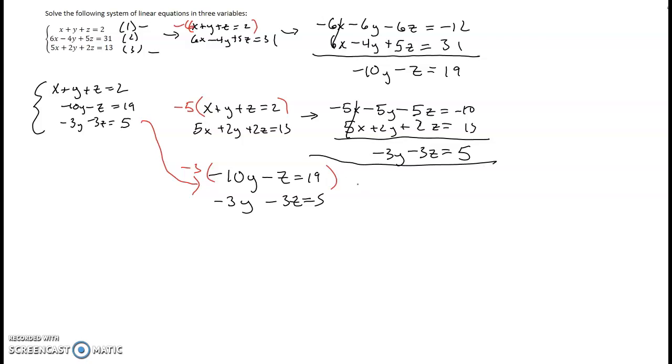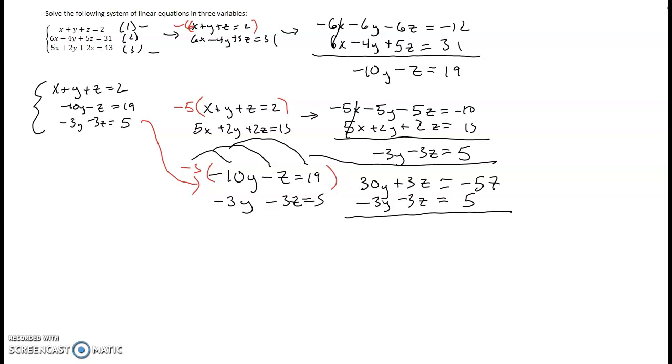So when I multiply that through, I'm going to get positive 30y. And then -3 times -z is a positive 3z. And then -3 times 19 is -57, I think. Yep, so that's equal to -57. And then we're going to leave this bottom one the same: -3y minus 3z equals 5.